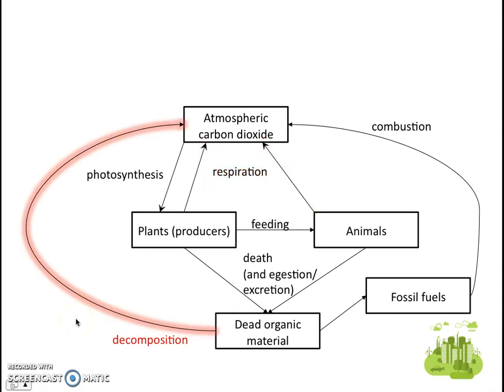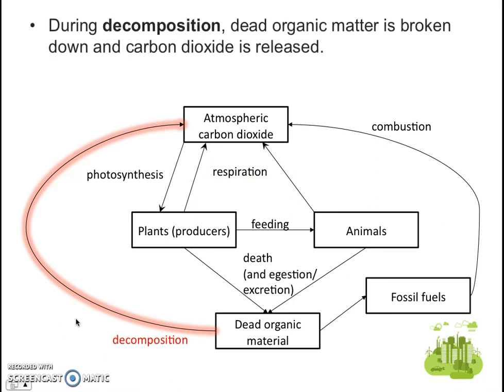Now another process that releases carbon dioxide back into the atmosphere is decomposition. So remember that dead organic material? Well, it is broken down by decomposers through decomposition, which is a type of respiration, and so carbon dioxide is released back into the atmosphere. So the carbon that is locked or trapped in this dead organic material can be released back through decomposition.